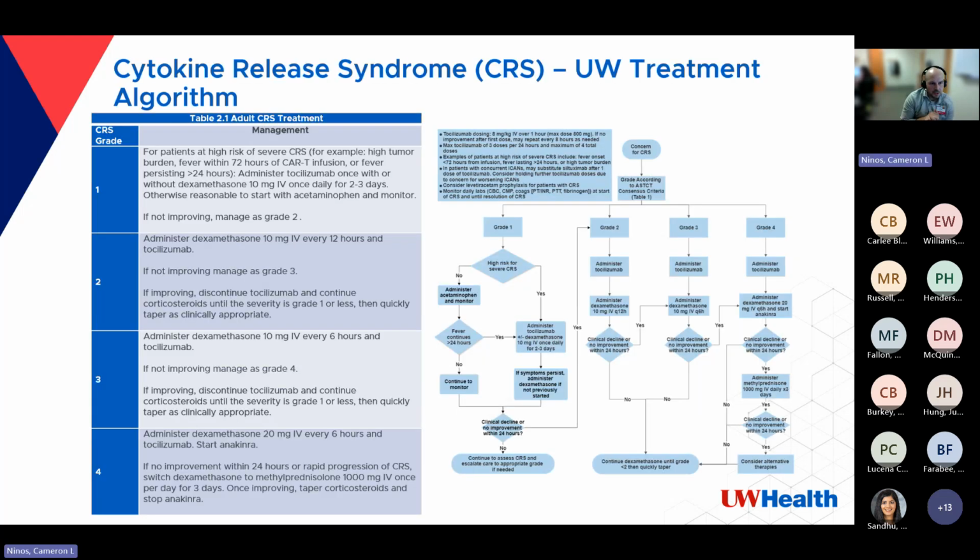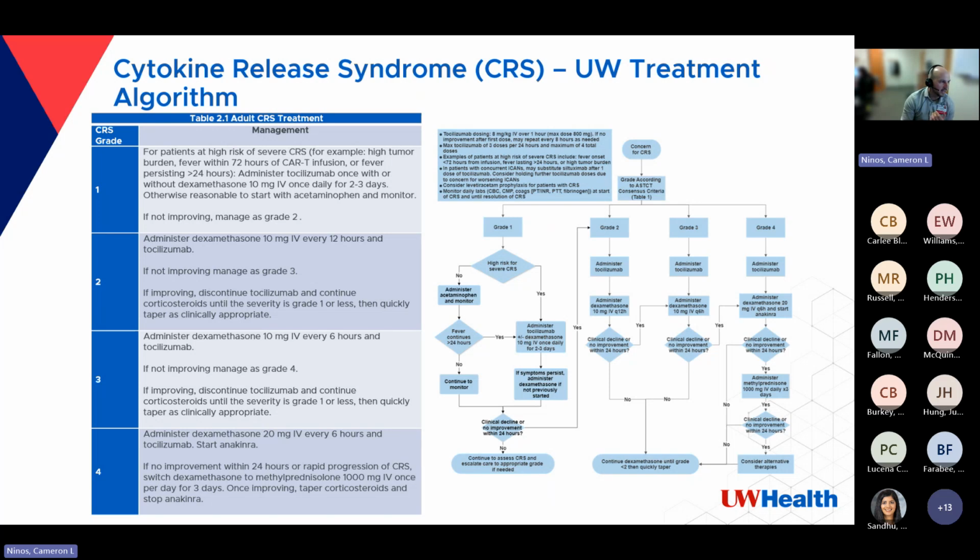Here's our institutional CRS algorithm. I think things to call out here is that for grade 1, you can consider tocilizumab with or without dexamethasone. I would say institutionally, our docs have been more aggressive in administering those interventions, even though there's not a ton of evidence for that yet, so I think that's going to be a continued area of discussion. But in general, we have tended towards tocilizumab with or without Dex for even grade 1 CRS.